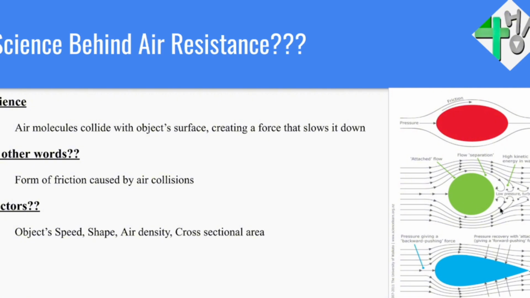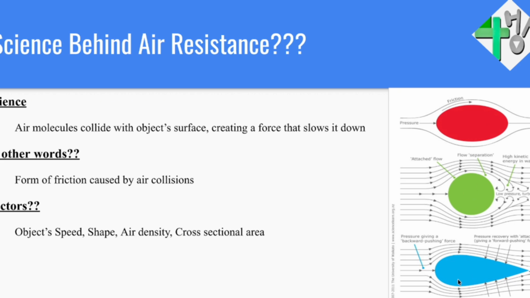We can see here how an object behaves under air resistance circumstances. We can see that the pressure is over here, and you can see how friction is behaving. Certain objects, if they're big, have pressure instilled. We can see it over here as well. There's a flow separation, high kinetic energy, low pressures, and a lot of pressures acting on three different types of objects over here as well.